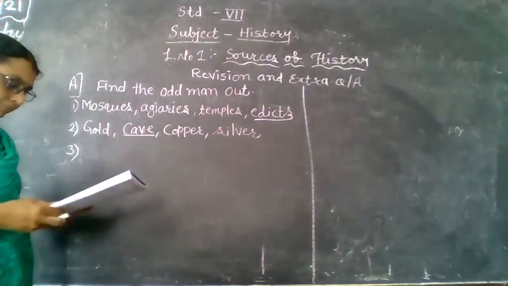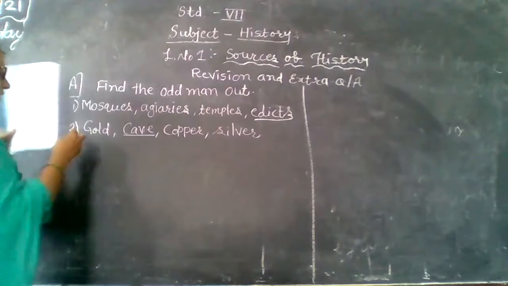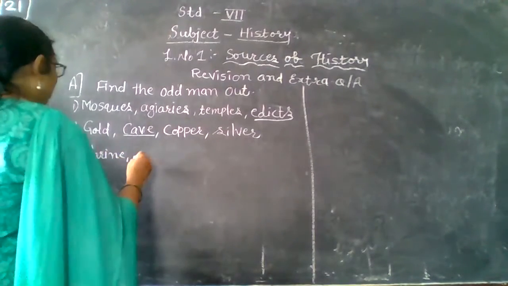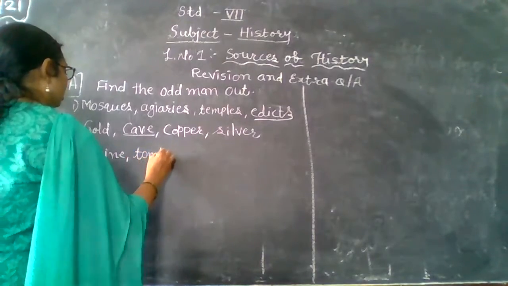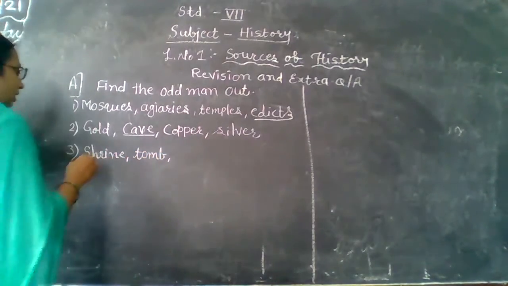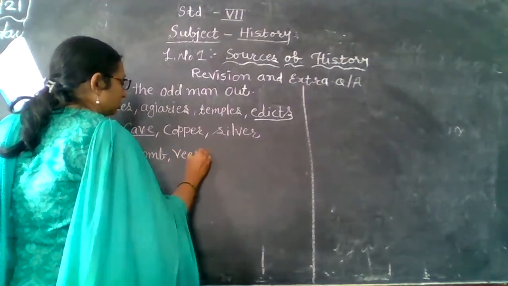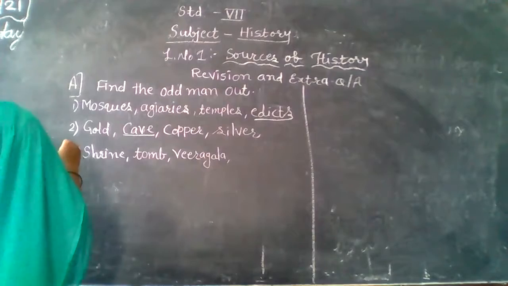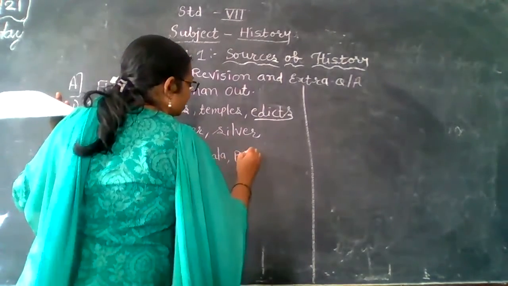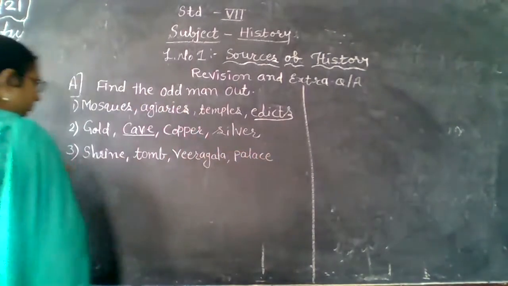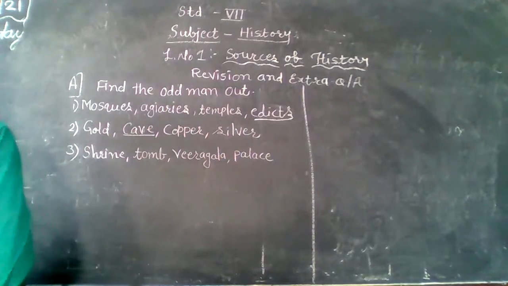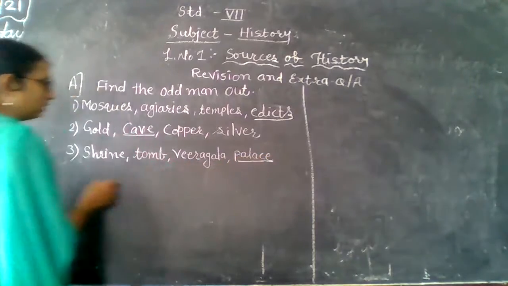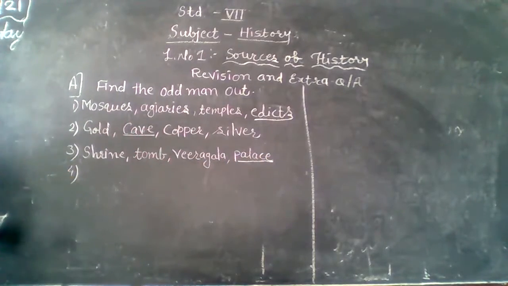Number 3. Shrine, tomb, Virgal, and palace. Shrine, tomb, Virgal, and palace. Palace is our answer.